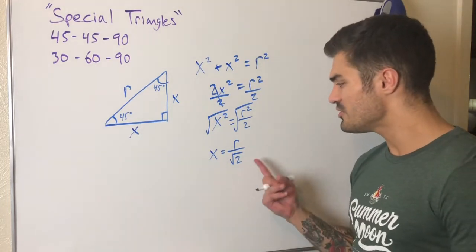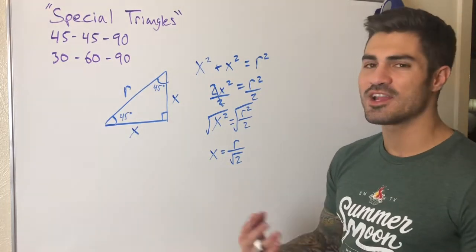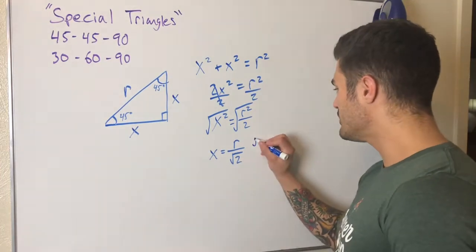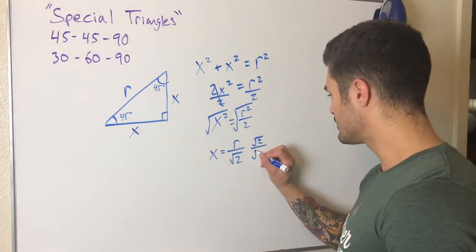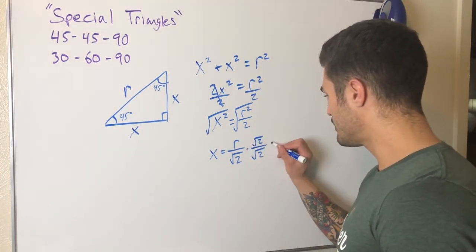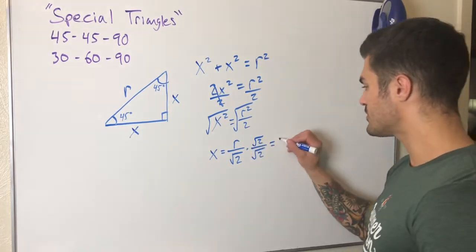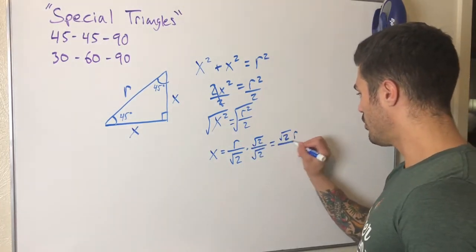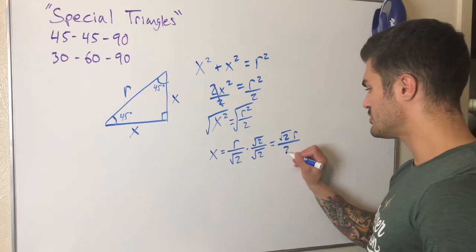Okay, so now this is correct, but we do something called rationalize the denominator. Why do we do that? Well, it's what all the cool kids do. It's what we do in math. We just follow the cool kids. So root 2 times r over root 2 times root 2, that is 2.